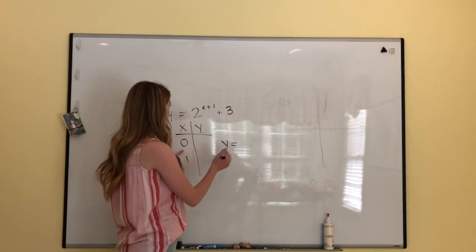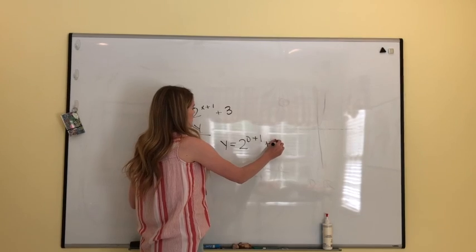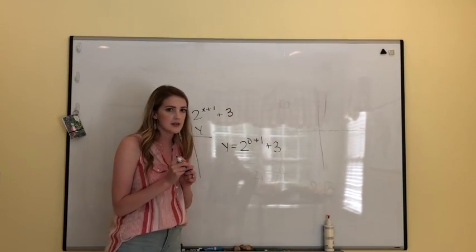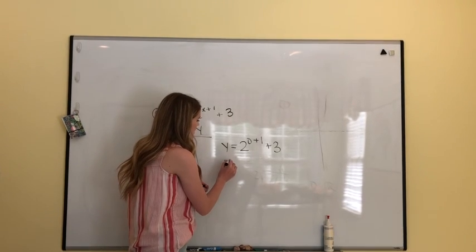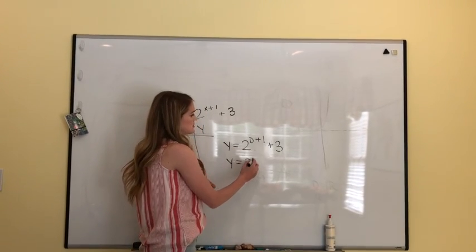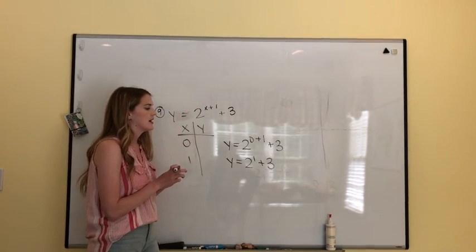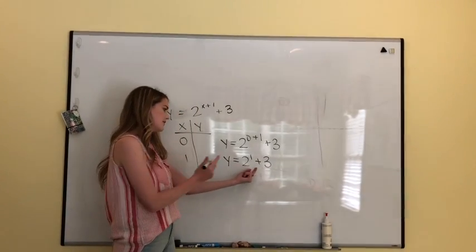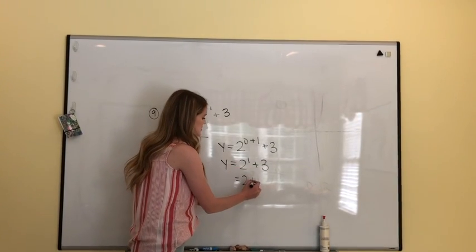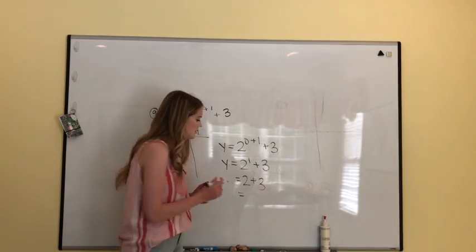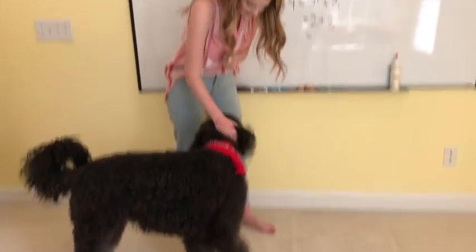So I'm plugging in 0 for x. If you remember PEMDAS, you have to start with the exponent, so I need to do that. So 0 plus 1 is 1, plus 3. I still have an exponent, so 2 to the first power is 2, and then plus 3. Odie, what's 2 plus 3? What's 2 plus 3? Do you know?